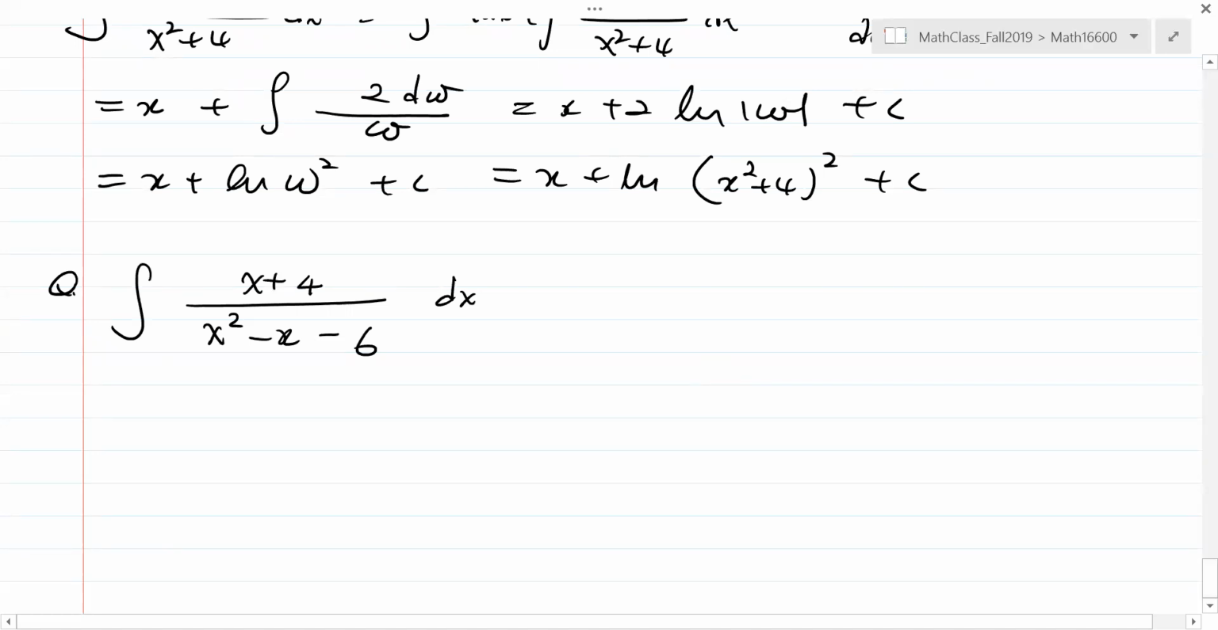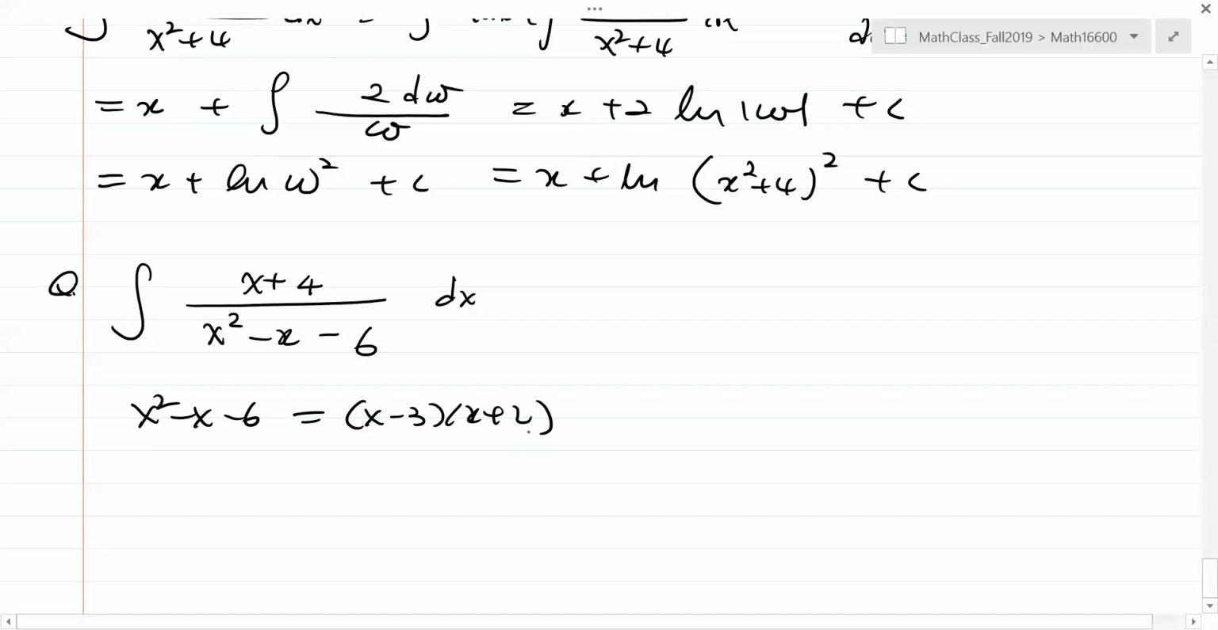There are several ways to solve this problem. The key idea is to decompose the function into several pieces, and each piece you can figure out how to solve, right? So I'm going to show you a couple ways to do it. So there is x squared minus x minus 6, right? This can be written as x minus 3 times x plus 2. No problem.